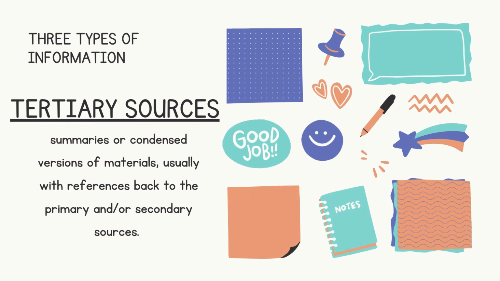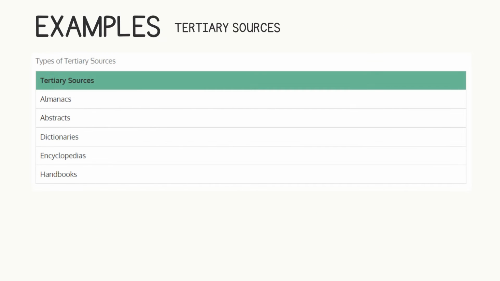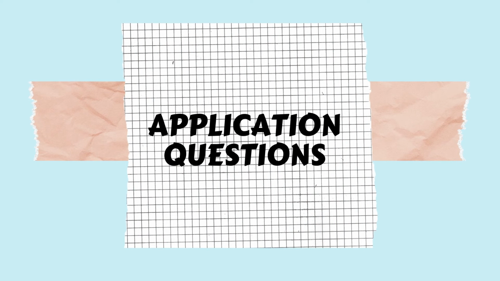The last one is the tertiary sources. These are summaries or condensed versions of materials, usually with references back to the primary and or secondary sources. The examples are as follows: almanacs, abstracts, dictionaries, encyclopedias, and handbooks. So that's it for our lesson for today.